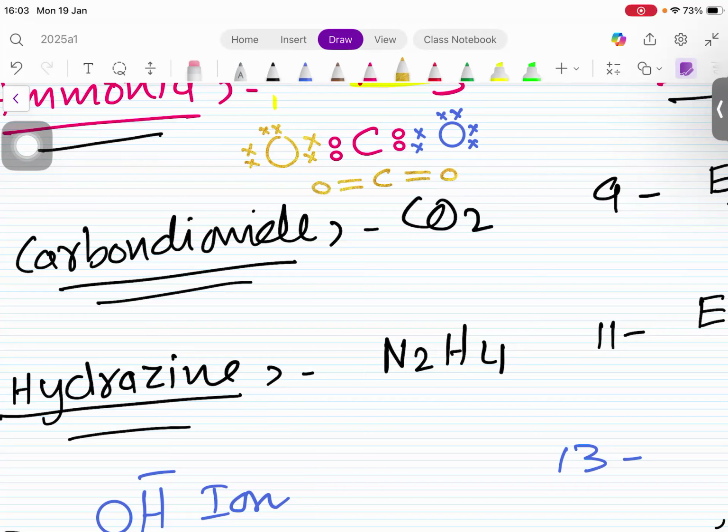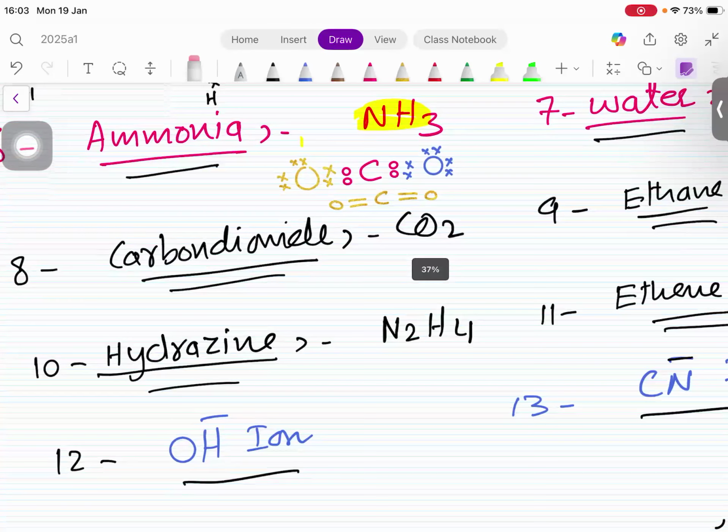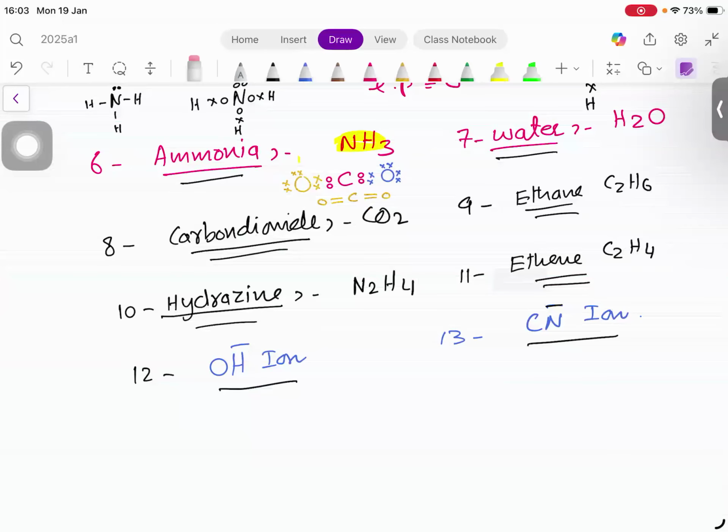Two bond pairs on each side. So four bond pairs and how many lone pairs? Four lone pairs. There's no lone pair with the carbon, two lone pairs with each oxygen. Okay? What about ethane?